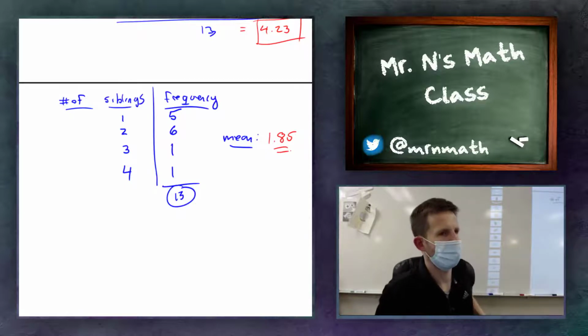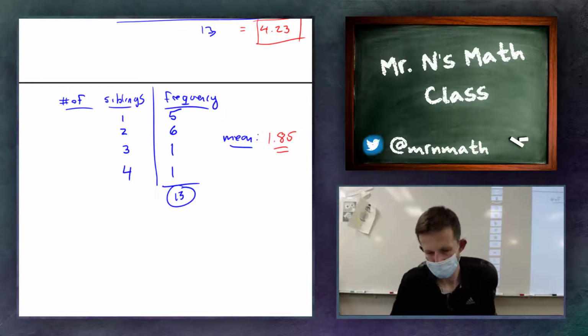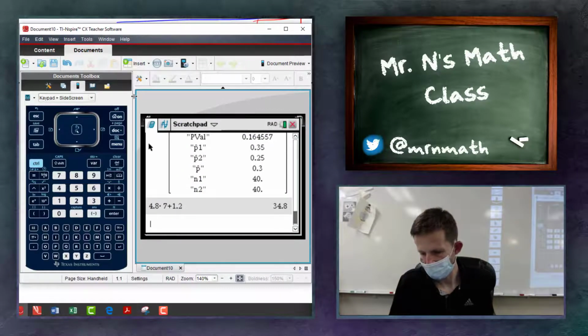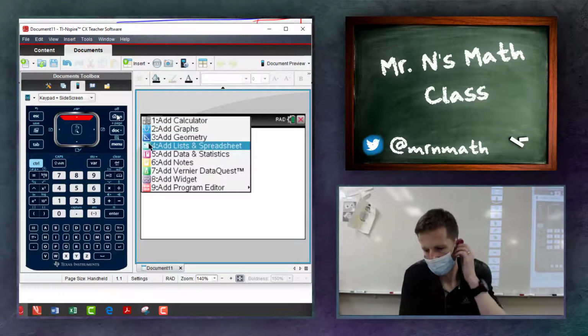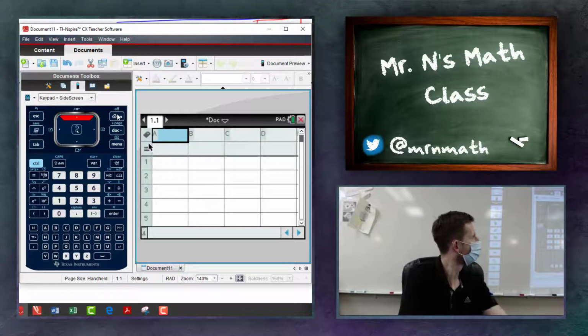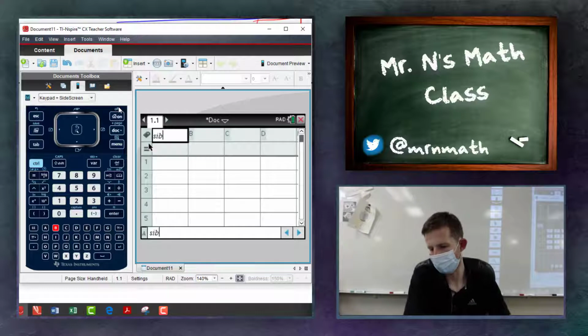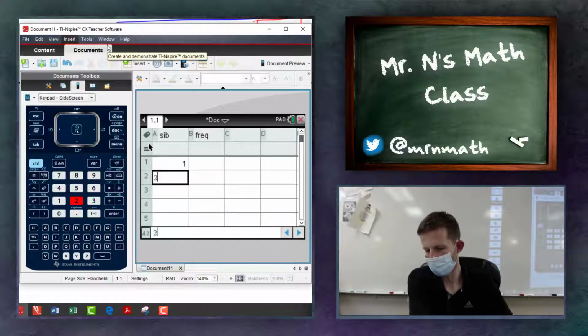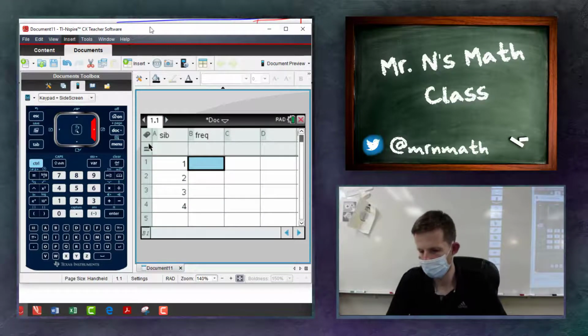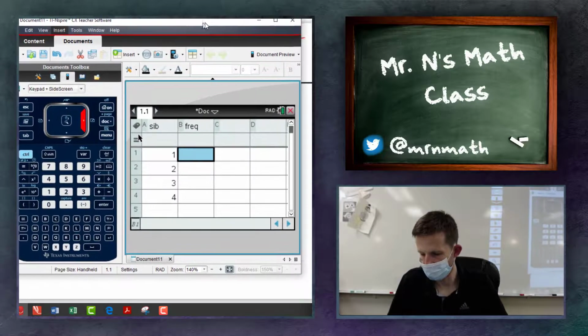Let me show you how to do this on the TI Inspire. So how to do frequency data. Okay, so start a new document and add lists and spreadsheets. Let's call this SIB and this frequency, FREQ. So 1, 2, 3, 4. What was it, 5, 6, 1, 1? Yeah.